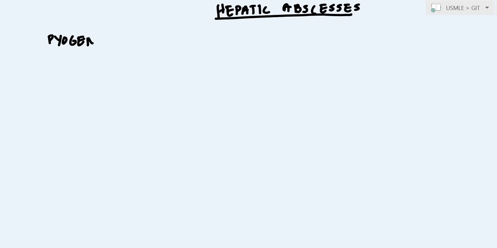Okay, so now we're going to take a look at hepatic abscesses. Now, with hepatic abscesses, we pretty much have three types. One is a bacterial one, also called pyogenic. Then there is a specific amoeba, which will cause the amoebic abscess. And this is going to be the Entamoeba histolytica.